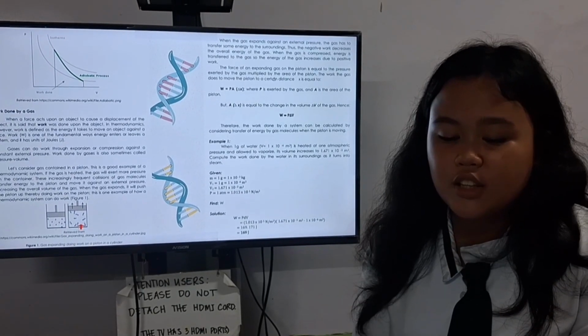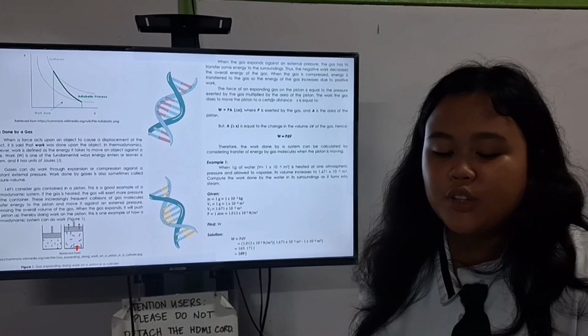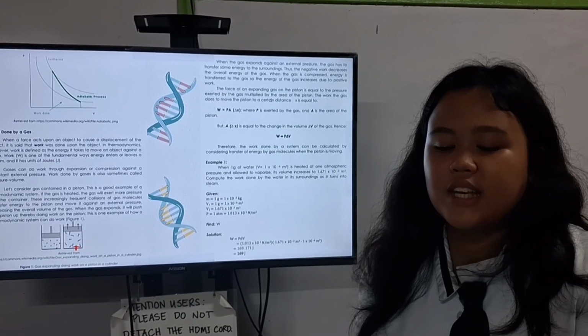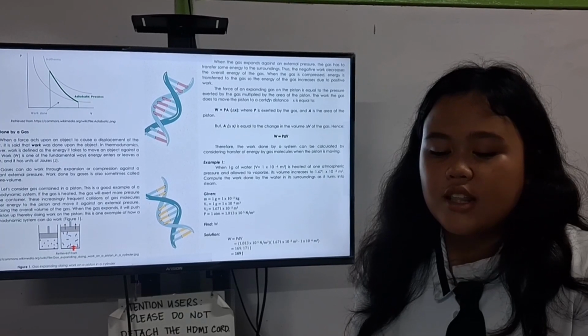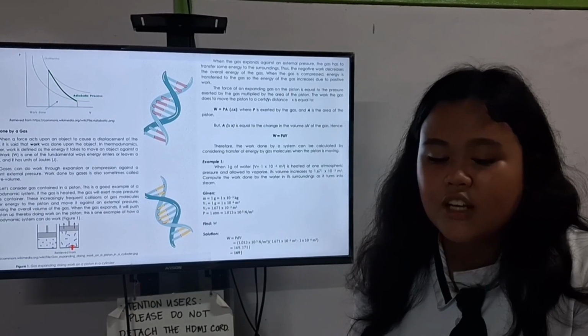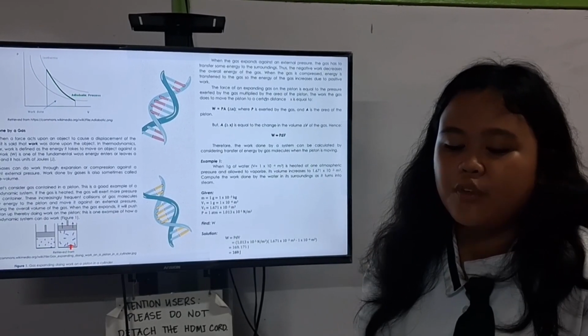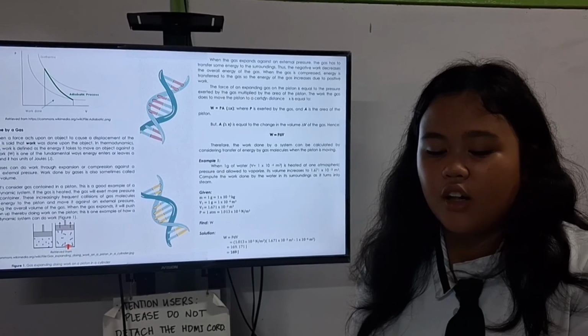So let's consider gas contained in a piston. This is a good example of a thermodynamic system. If the gas is heated, the gas will exert more pressure in the container. These increasingly frequent collisions of gas molecules transfer energy to the piston and move it against an external pressure, increasing the overall volume of the gas.